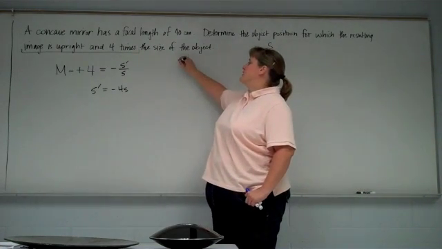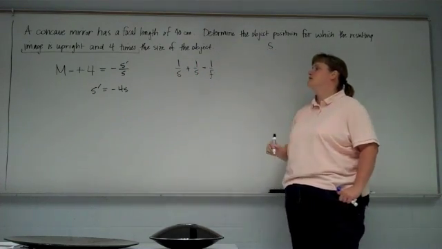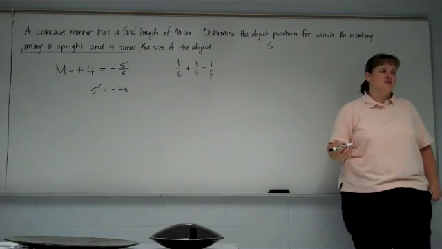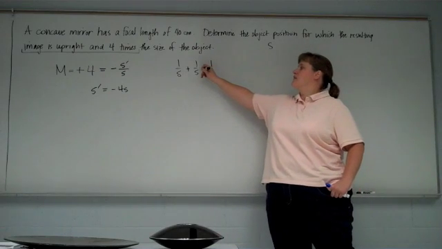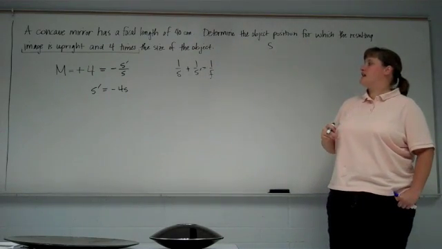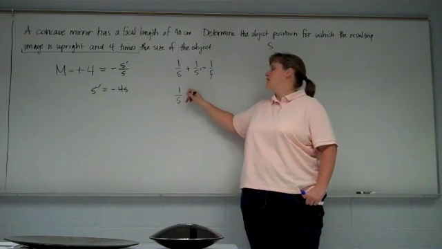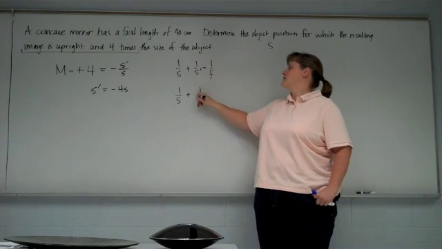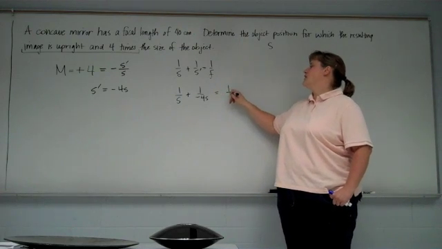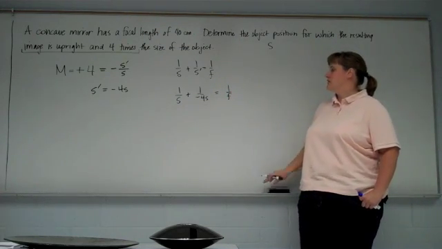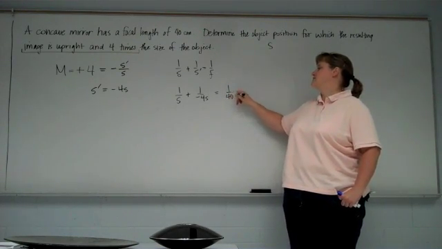We also know that 1 over S plus 1 over S prime is equal to 1 over F. So we have 2 equations and 2 unknowns. We are looking for S. So in place of S prime, let's plug in negative 4S. We know F. I could plug that in right now if I want: 40 centimeters.